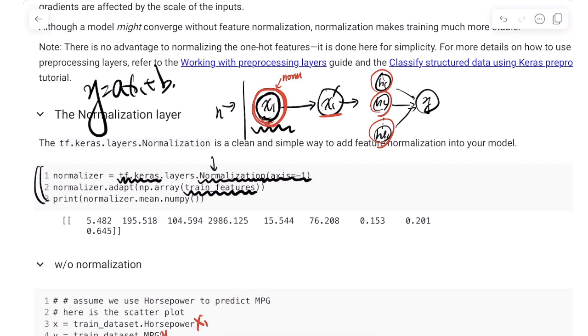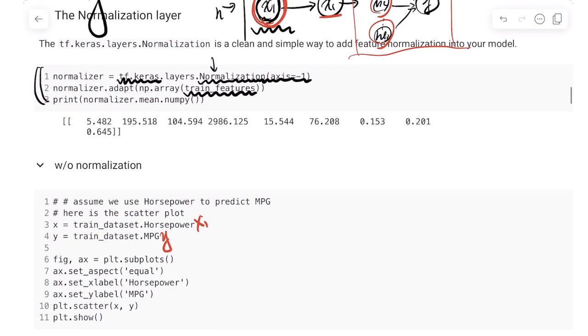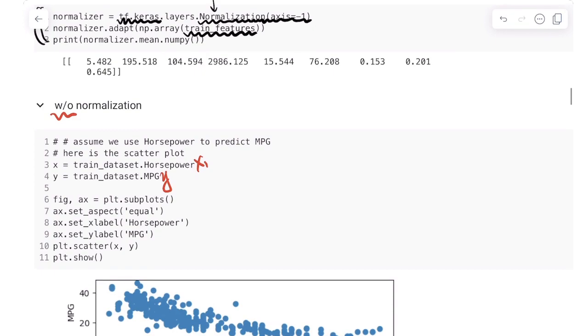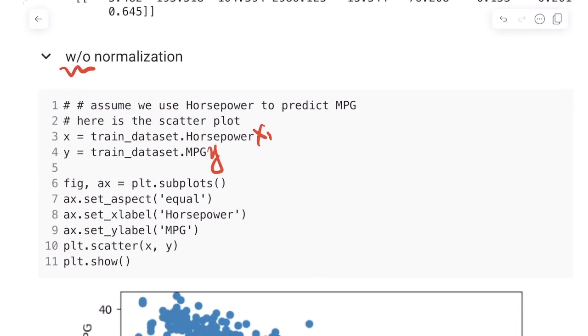We represent it as x1 prime, and then you use x1 prime to perform your linear model on the right-hand side. So we create two different models. The first one is without normalization, the second one is with normalization. So here it is. We have a simple feature which is x1. The other is the MPG as the target, y.